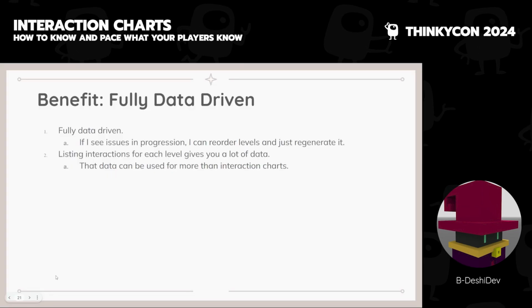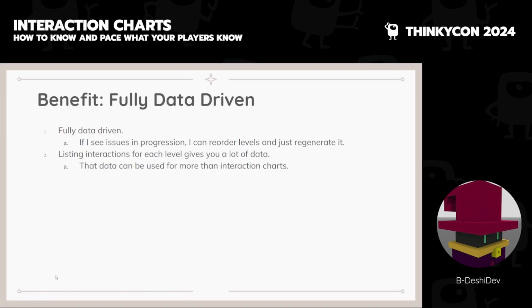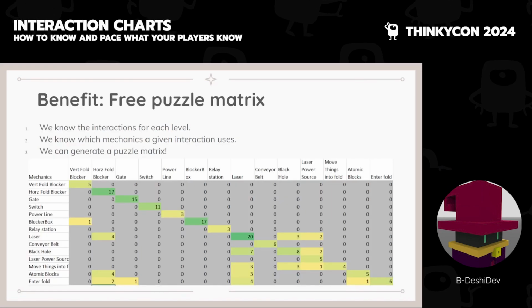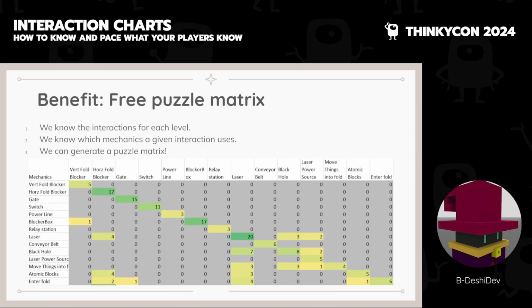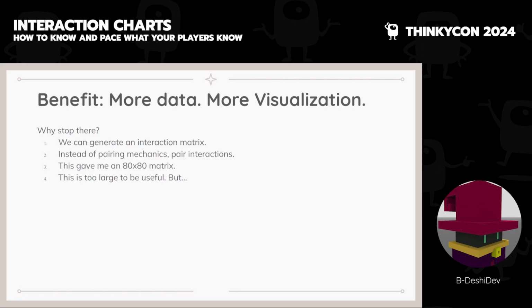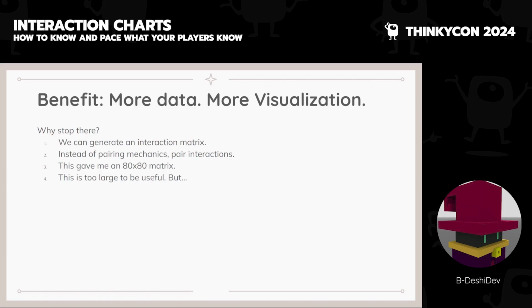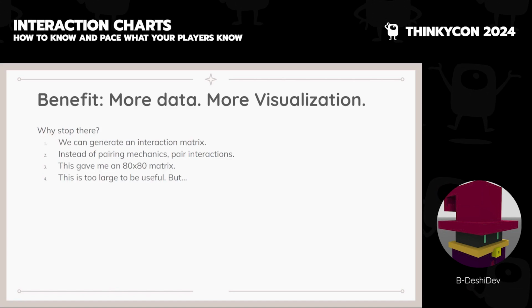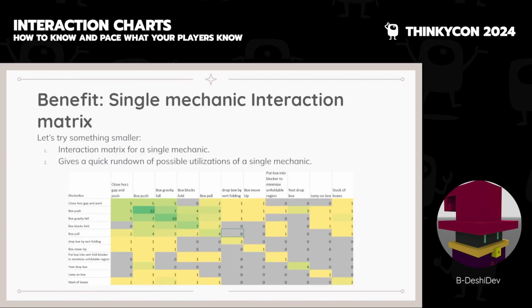The other thing is that listing interactions for each level gives you a lot of data, and that data can be used for more than just interaction charts. For example, since we know the interactions for each level and the mechanics a given interaction uses, we can generate a puzzle matrix. And we don't have to stop there. We can generate an interaction matrix. That is, instead of pairing mechanics, we can pair interactions. This gave me an 80x80 matrix, which is too large to be useful, but let's try something smaller.